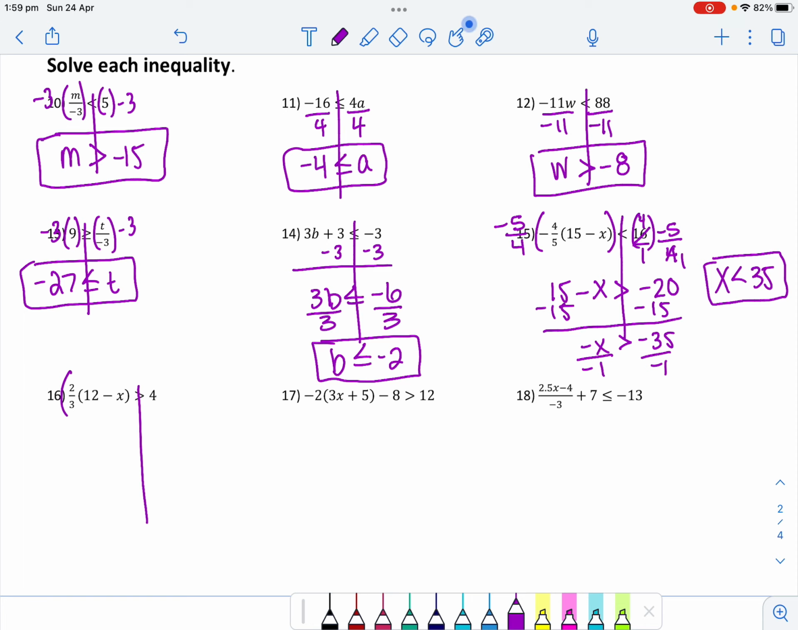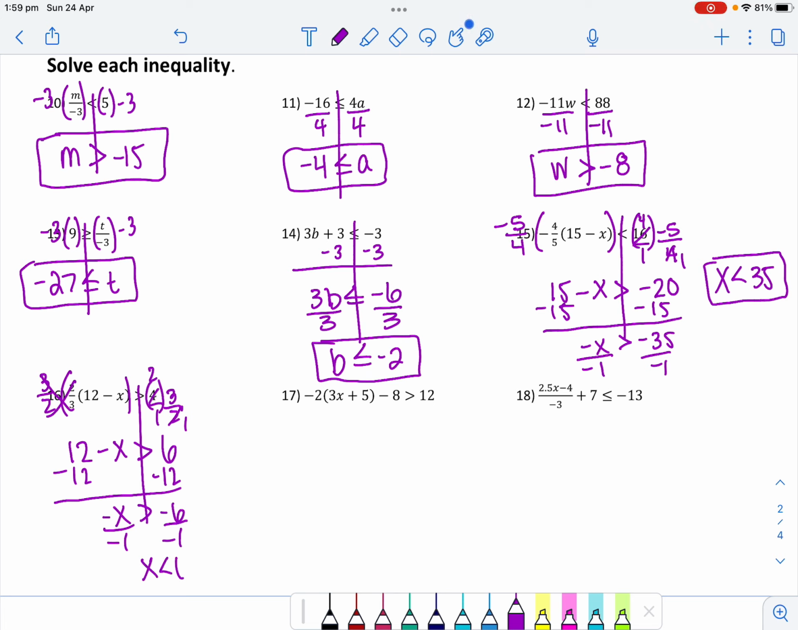Here I'm going to multiply by 2/3, or 3/2, sorry, not 2/3. I'm going to multiply by the reciprocal, so 3/2. So this cancels, and I'm left with 12 minus x is greater than 6. Then I'm going to subtract 12. Negative x is greater than negative 6, and when I divide by negative 1, x is less than 6 because I divided by a negative.